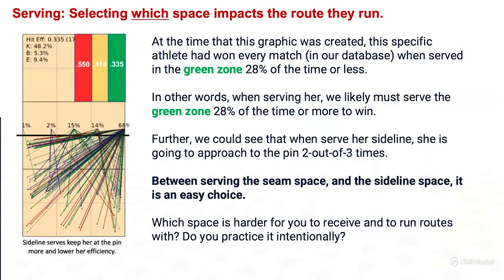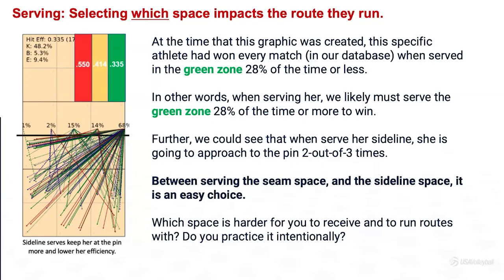Although we all are kind of on the same page already about serving space over serving a player on their body, selecting which space impacts the routes they run. And I think a lot of times our default is serving right down the middle. I would encourage you to think about serving the sideline a little bit more. In this example, we're scouting a player. This is the exact scout that we sent to our team. And we have that player's attack efficiencies when they pass the ball in those different lanes.